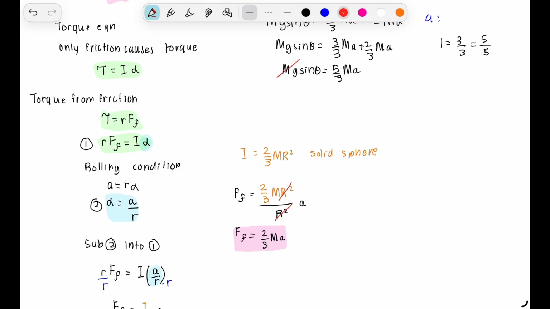You can cancel out your masses now, and you're left with g sine of theta is equal to 5 over 3 times a. After this, you can multiply by the reciprocal on both sides. And then after that, that's going to cancel, and now you just have a is equal to 3 over 5 g sine of theta. And that is our a.